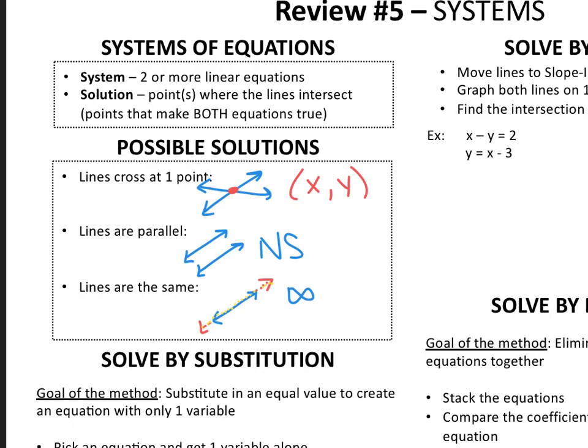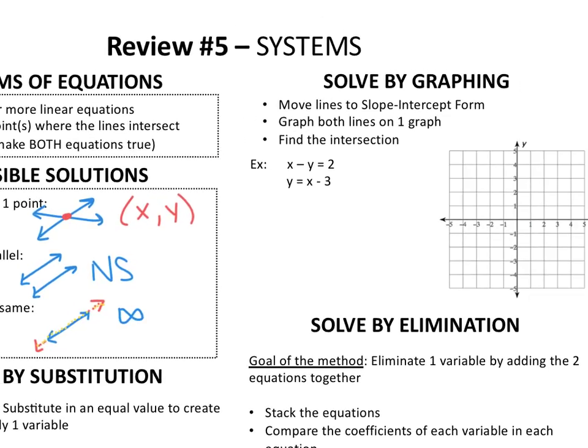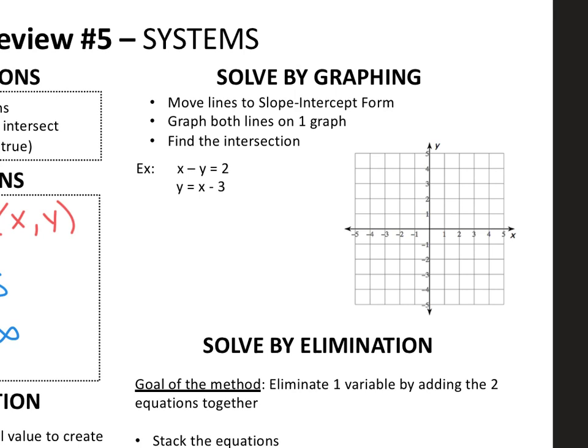There are three methods that you can use to solve systems of equations. The first one is by graphing. When you're graphing lines, you always want to put them in slope-intercept form first, which we know is y equals mx plus b. So you're going to put your lines in that format, graph both lines on the same graph, and then find the intersection point.